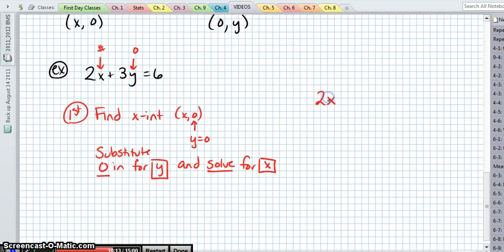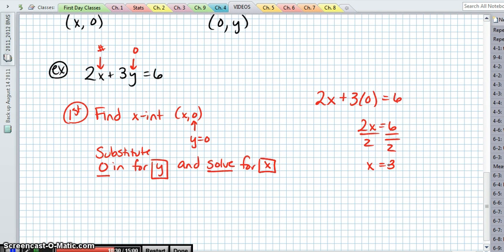So 2x, I don't know what that number is yet, plus 3 times 0 equals 6. Zeros are great because they usually allow something to drop out. 3 times 0 drops out. In this case, you get 2x equals 6. We divide by 2, you get x equals 3.